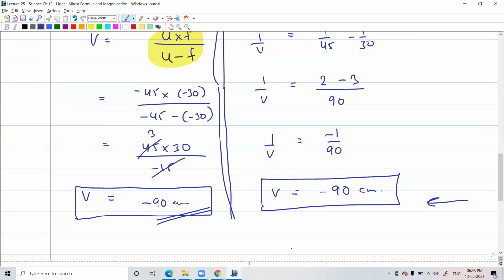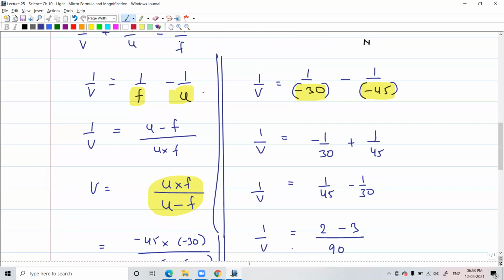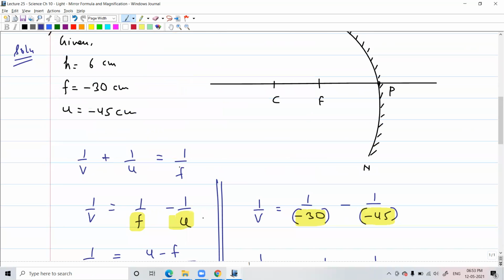And we have seen by experience that all the real and inverted images are made to the left of the mirror, in front of the mirror, not behind the mirror. So if it was a virtual image, our V value should have been positive.